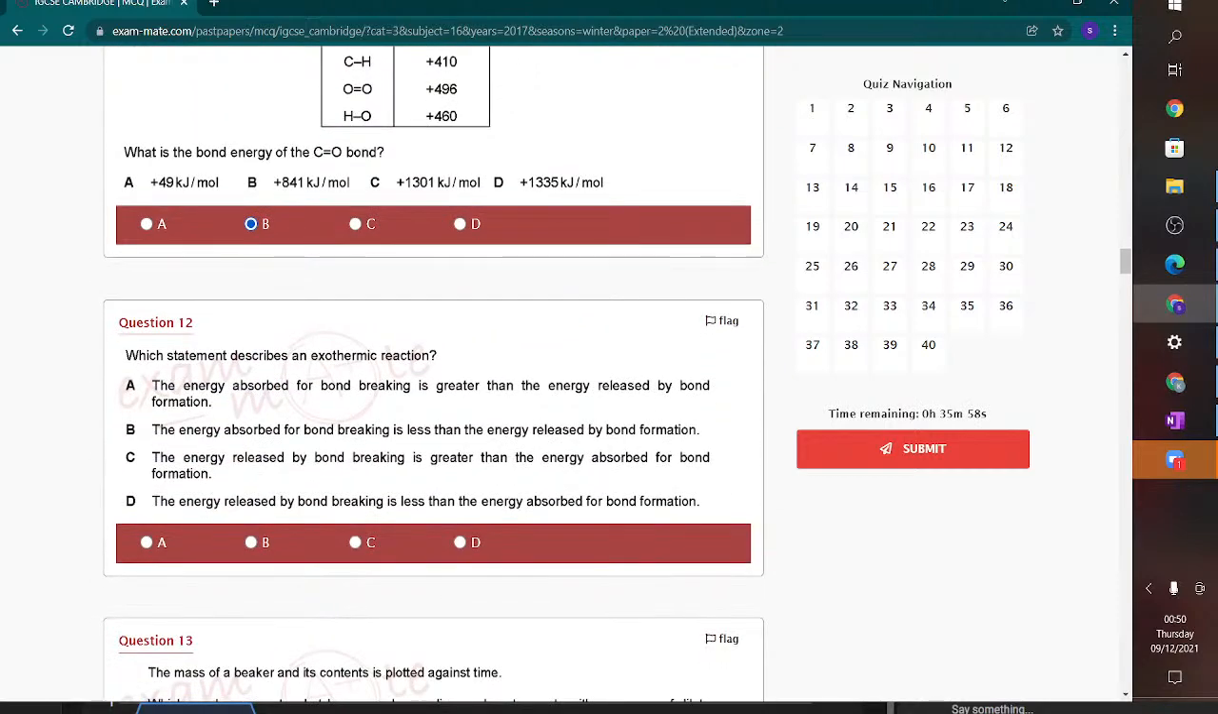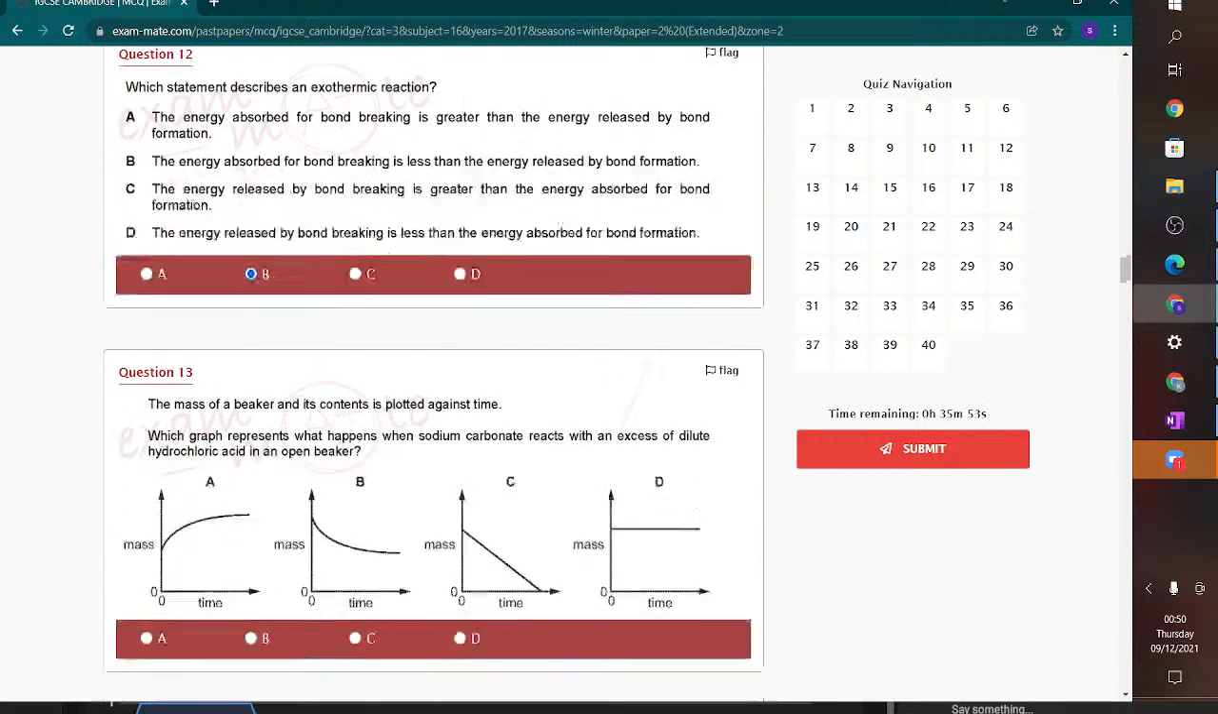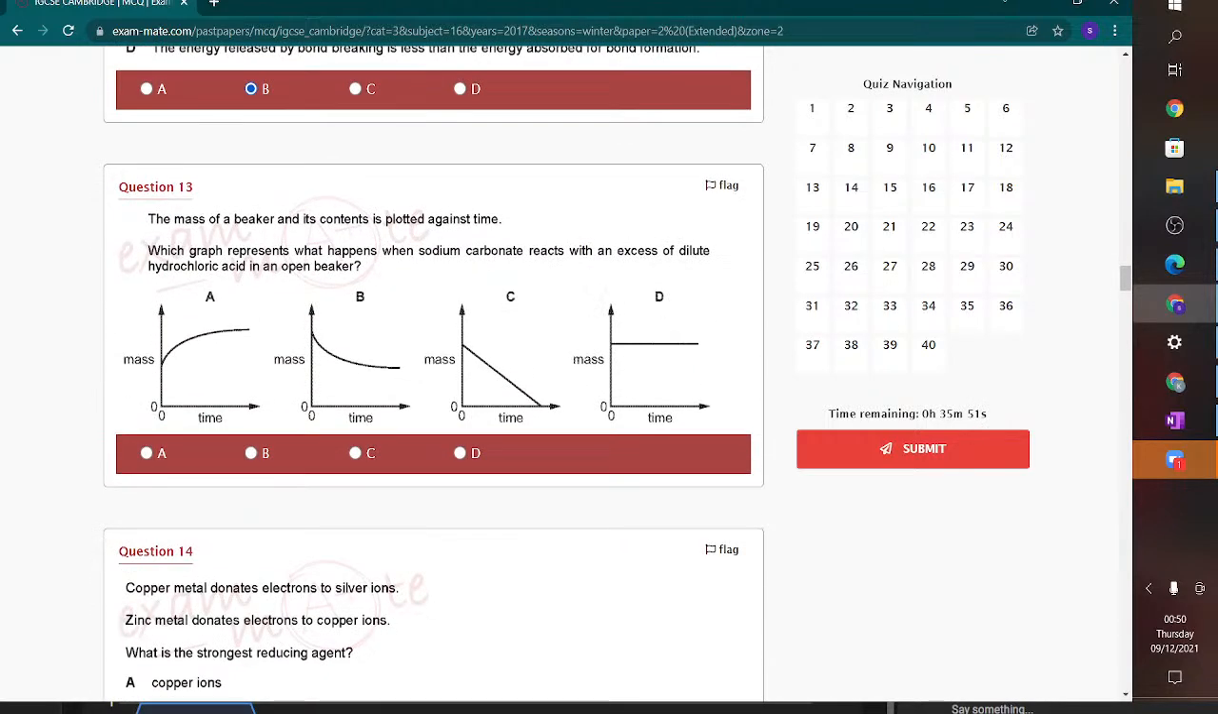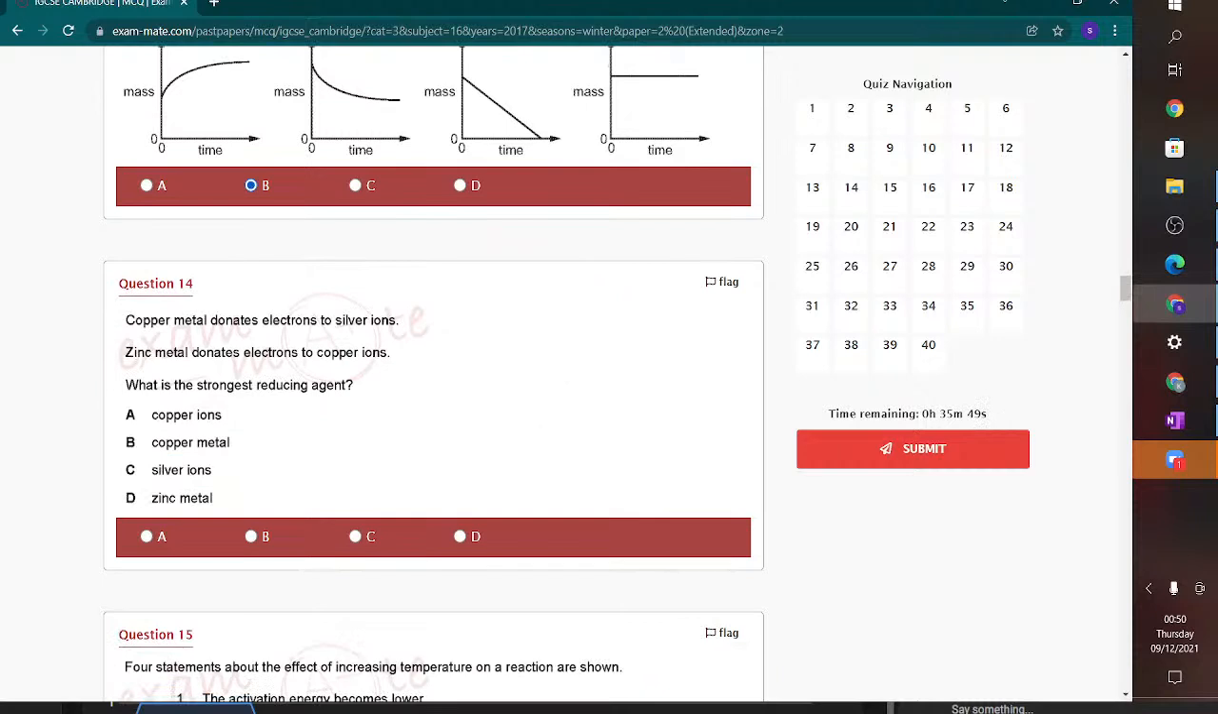The next one, which statement describes an exothermic reaction? Yeah, that's B. We have discussed this previously. This has also been discussed. That's B. Copper metal donates electrons to silver ions. Zinc metal donates electrons to copper ions. What is the strongest reducing agent?